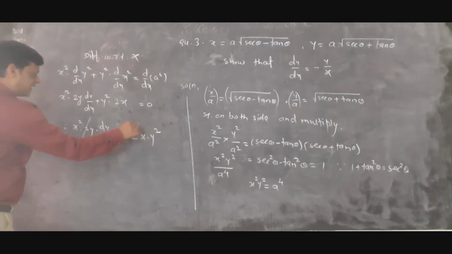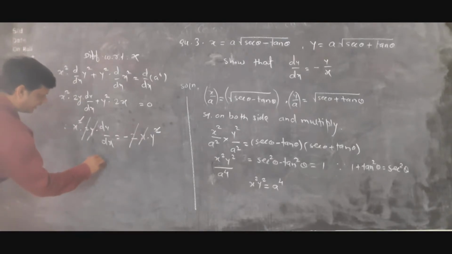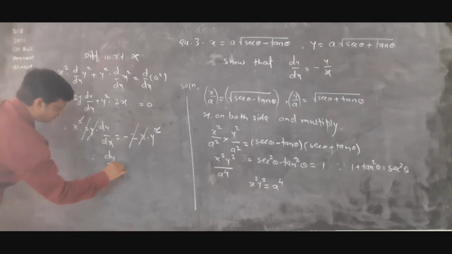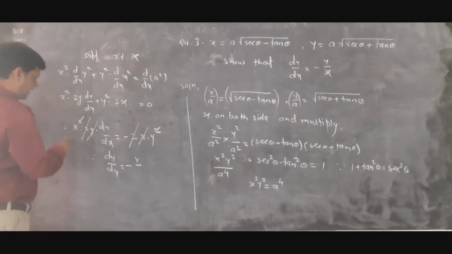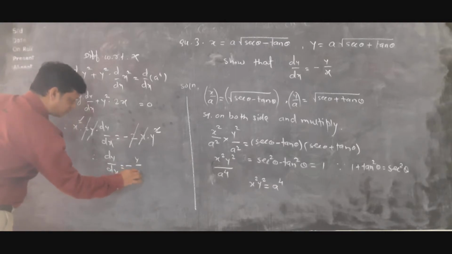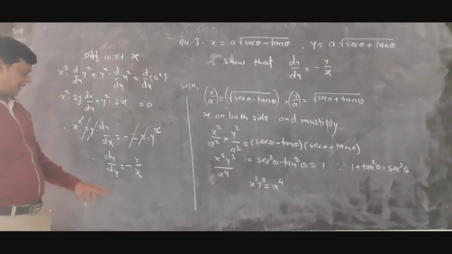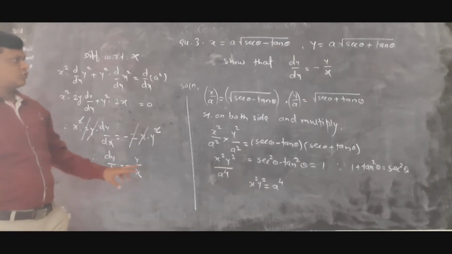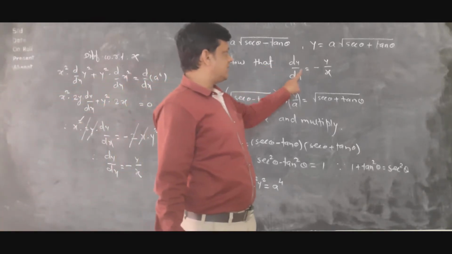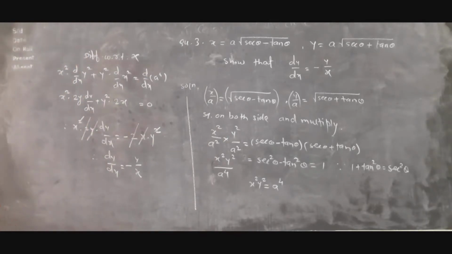Here 2 gets cancelled, x square gets cancelled with this x, and y gets cancelled with this one y. So we write dy by dx is equal to, the minus sign as it is, one y is remaining, and this x we transfer to the right hand side. So we get dy by dx is equal to minus y by x. In this way we find dy by dx is equal to minus y by x, which we had to show.